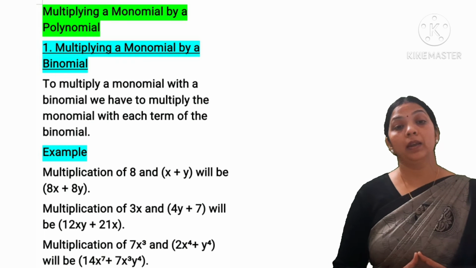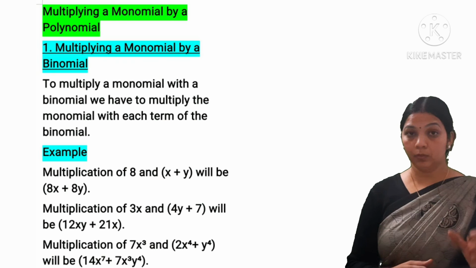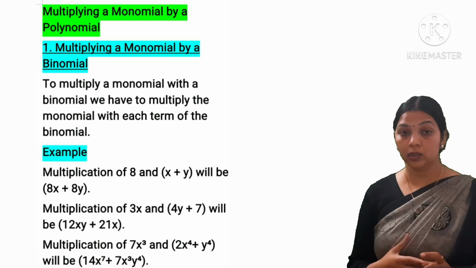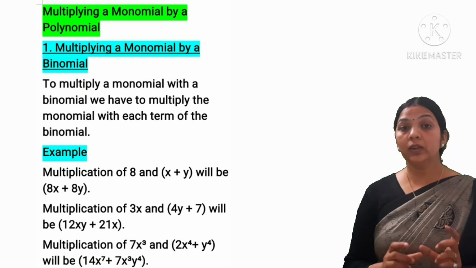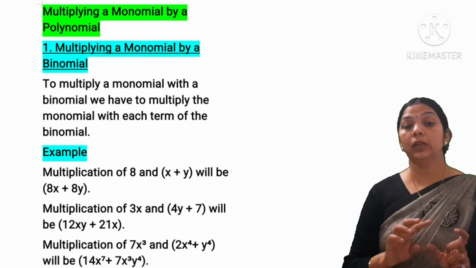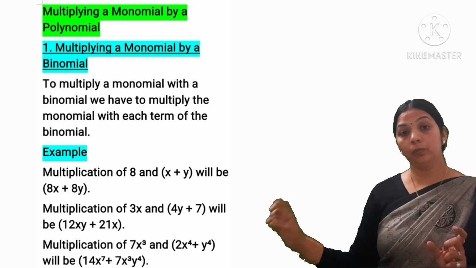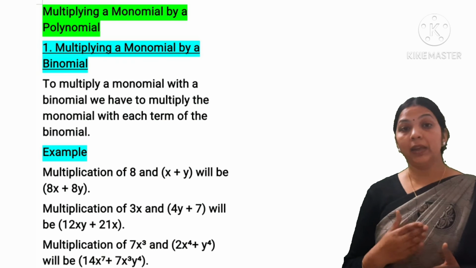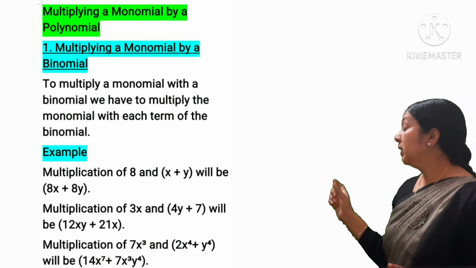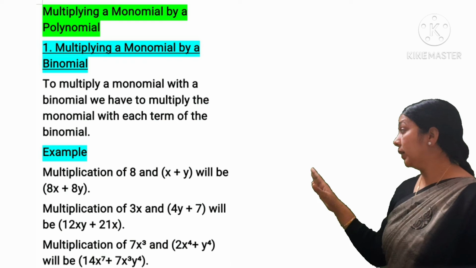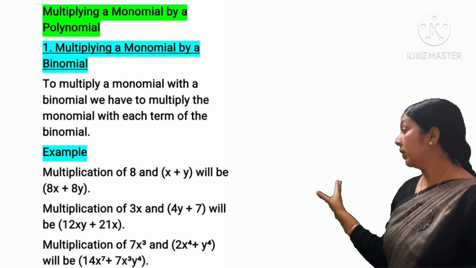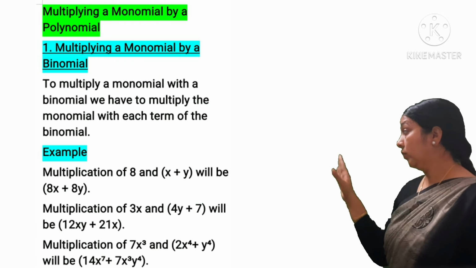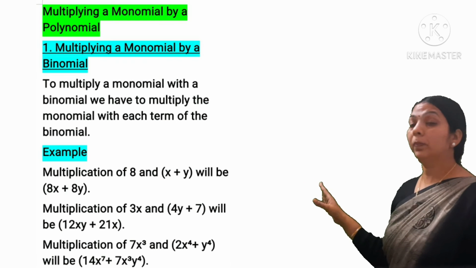Multiplying a monomial by a polynomial. If we want to multiply a monomial with another polynomial, which has more than one term, what will we do? We have to multiply that monomial to each term of the polynomial. Okay, let's understand with the help of this example. Multiply 8 and x plus y. Now when we multiply 8 to the sum x plus y, we will multiply 8 to the x, then 8 to the y. So it would result in 8x plus 8y.